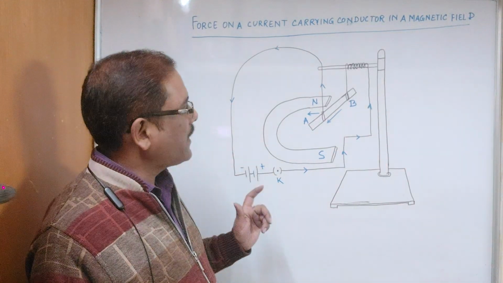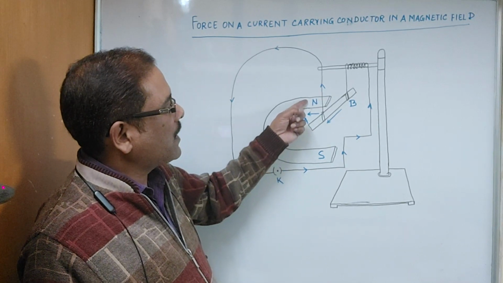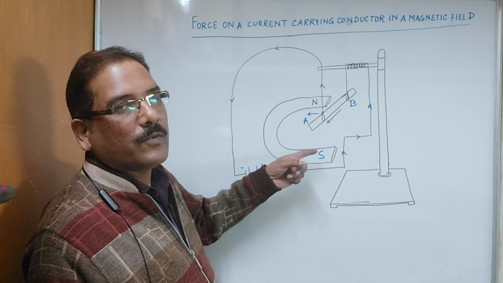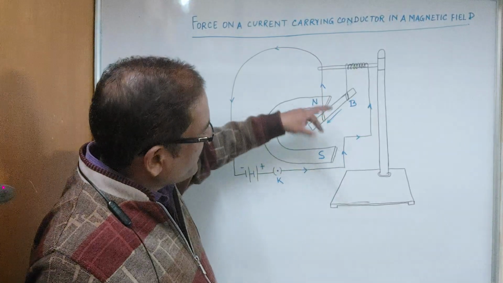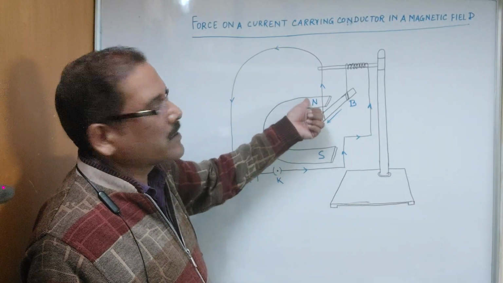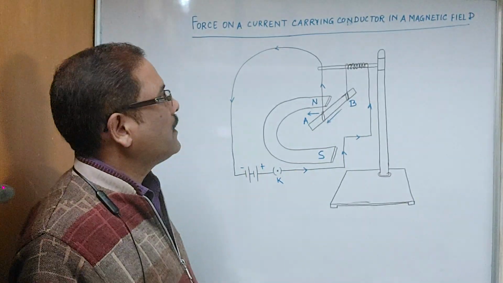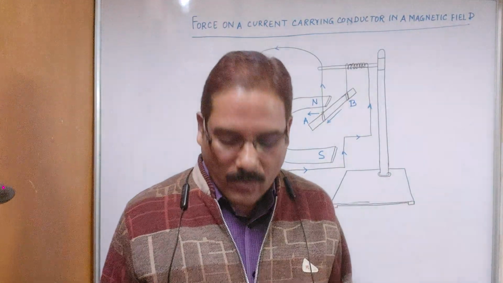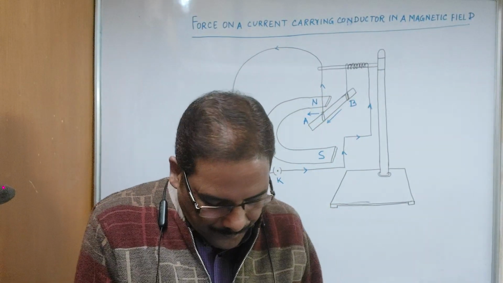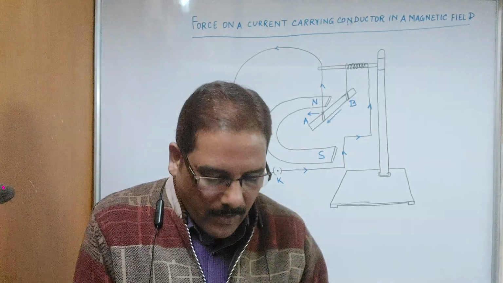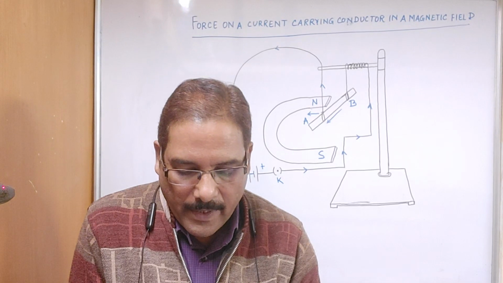How can we reverse the direction of the magnetic field? Look at the diagram carefully. Here the north pole is upwards and the south pole is downwards. It means the magnetic field is from north to south in the downward direction. If you reverse it, now the south pole is in the upward direction and the north pole is in the downward direction. Then also the direction of force will change. So it is once again observed that the direction of force acting on a current carrying rod gets reversed.